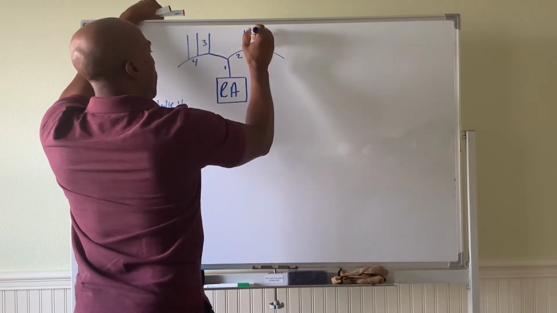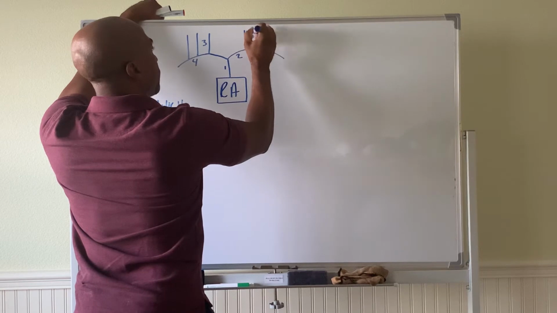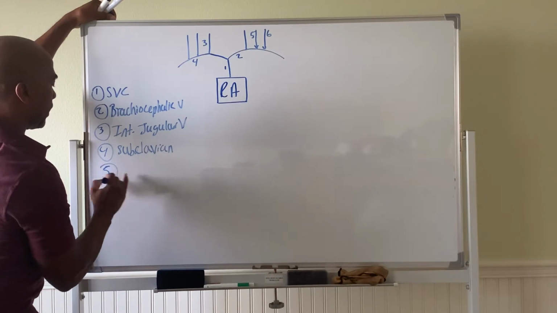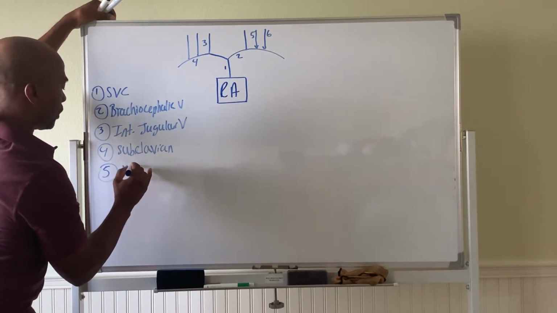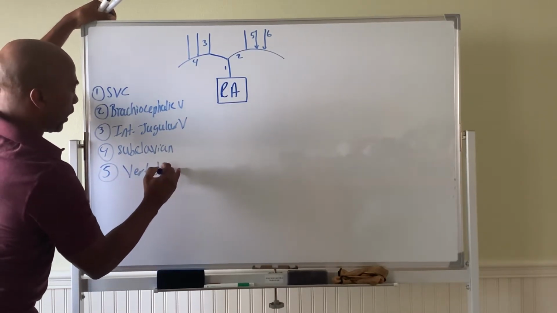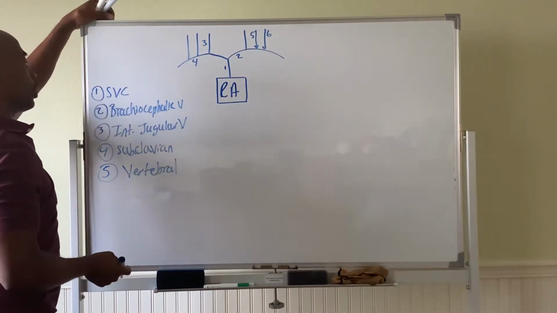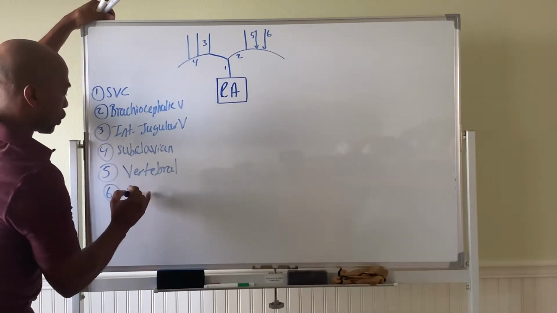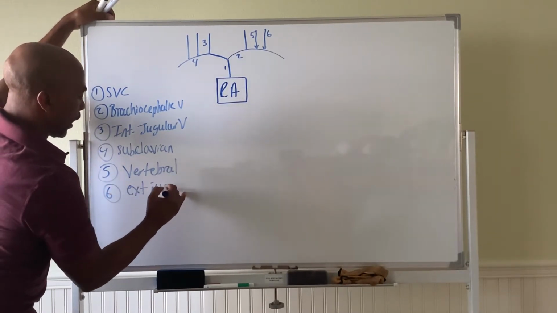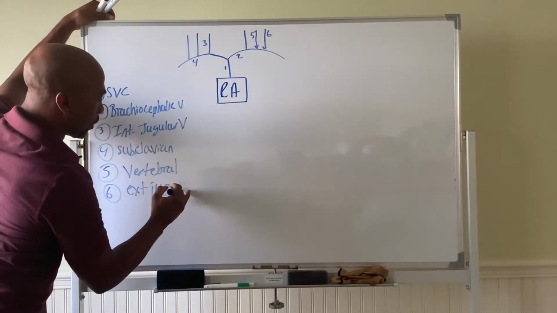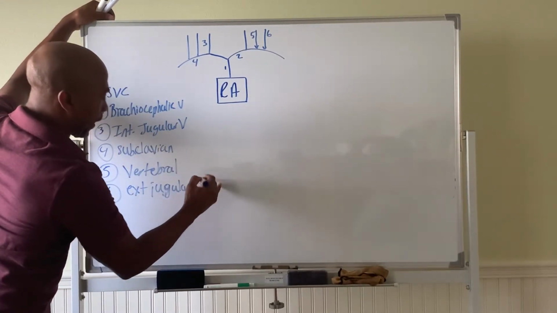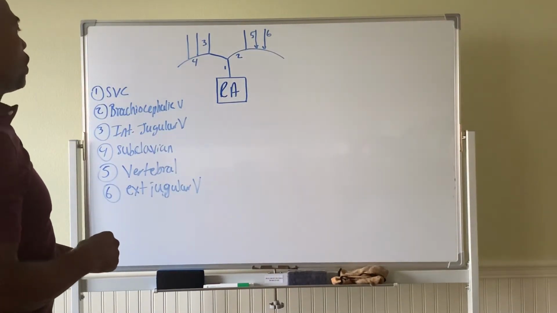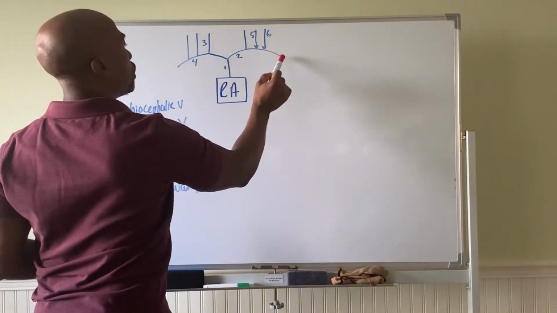So let's call this 5 and 6. Okay. 5 is your vertebral vein, which also drains blood from the brain and head region. And 6 is your external jugular, which drains blood from the head region, excluding the brain. External jugular vein. All right. So that's blood flow from up here down. Now let's continue by looking at blood draining from the upper limbs.